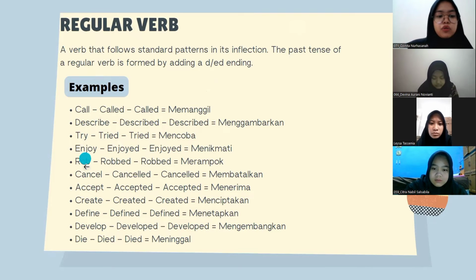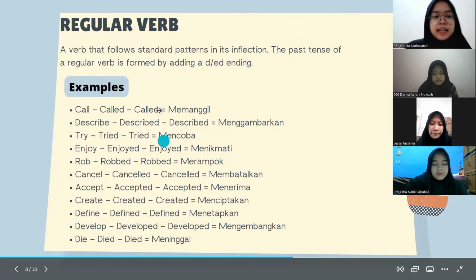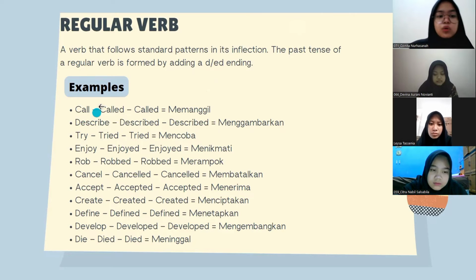Jadi ini adalah bentuk verb 1, dan yang kedua ini adalah bentuk verb 2, dan yang ketiga ini adalah bentuk verb 3. Tapi kita akan mempelajari bentuk verb 2-nya saja. So call is verb 1 and then changes into called. So you just add d or ed ending. And then cancel changes into canceled. Create changes into created, and so on.